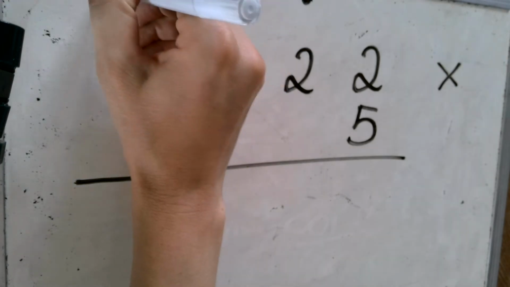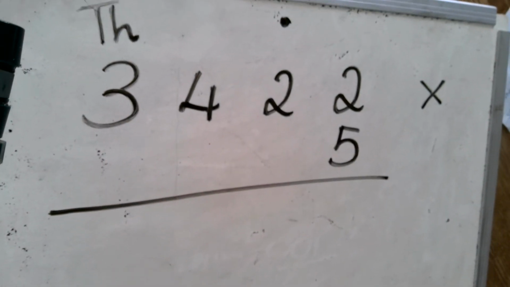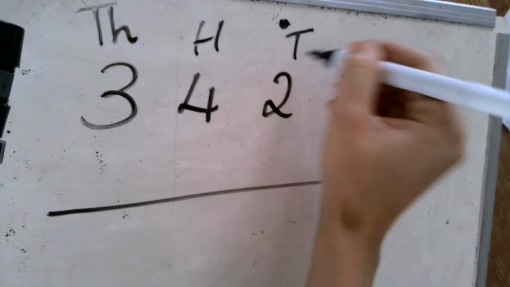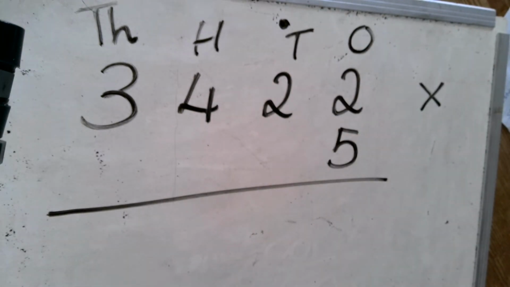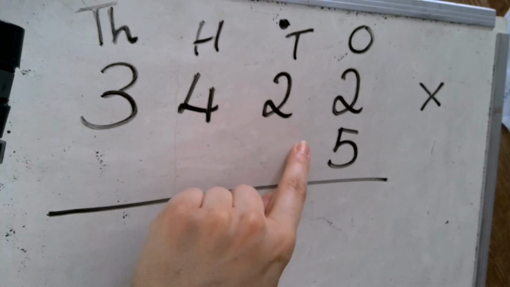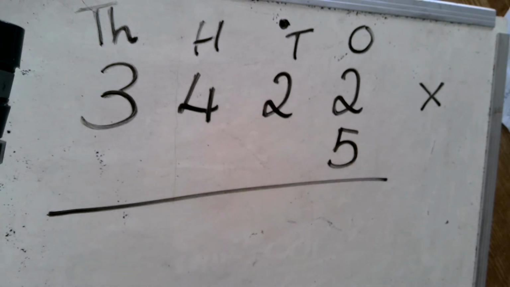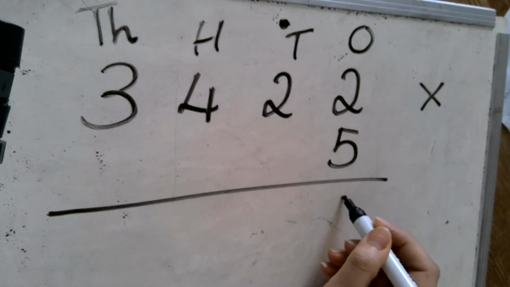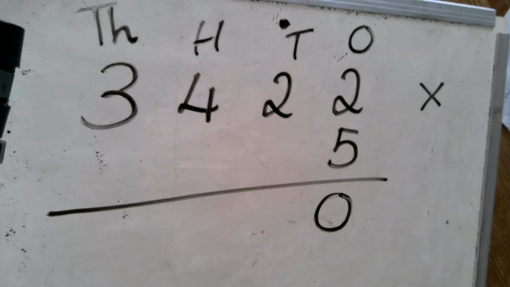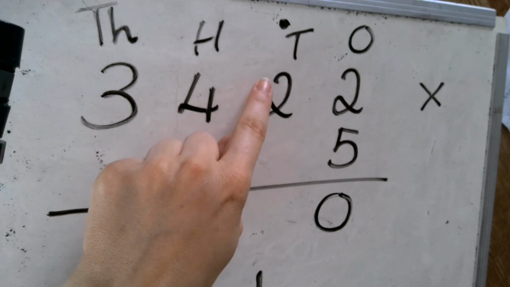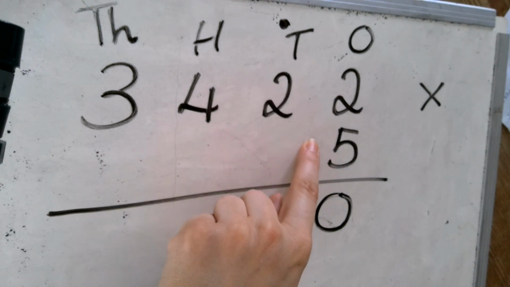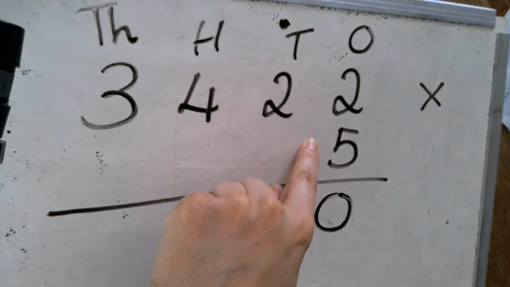So if I was to label my columns, you can see we have thousands, hundreds, tens, and our ones. And we always begin by multiplying our ones together. So I'm going to start with multiplying 2 by 5, which is 10. So I am going to put my 0 here in the ones column, because 10, the 1 is in the tens column. So I'm going to put that down here and add that on to my tens through my next answer. I have 2 tens multiplied by 5, which is 10 tens, which is 100.